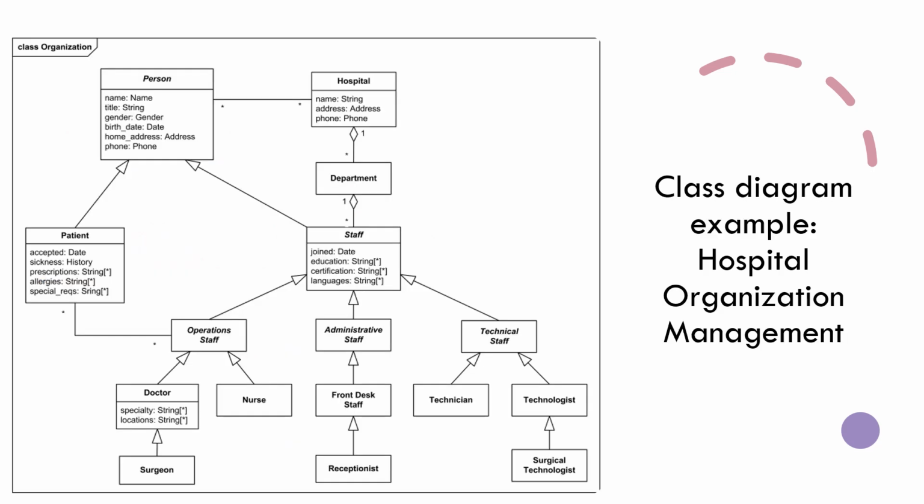Next example is organization management. This one is for the hospital. Hospital has a department. Department is managed by the staff. And for the staff, we have administrative staff, front desk staff, receptionist. So this is the structure. Maybe it is a kind of subclass and superclass situation, because they inherit some attributes from the superclass.